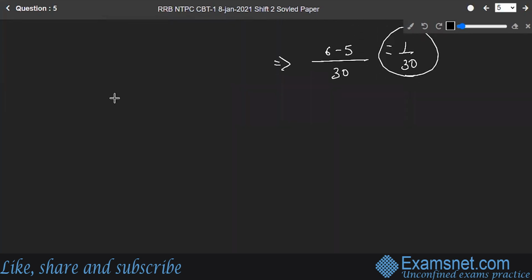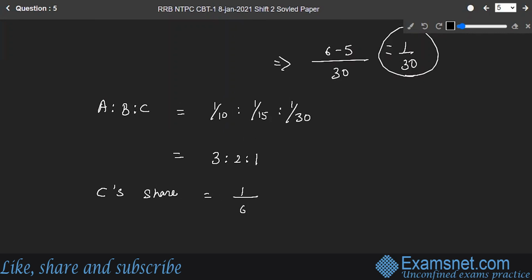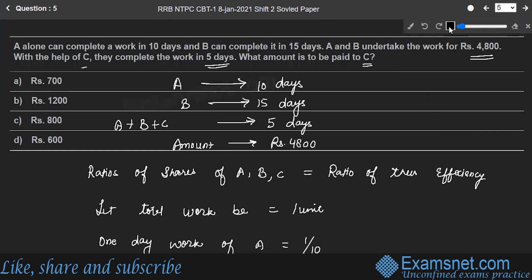Now the ratio of their efficiencies A is to B is to C is 1 by 10, 1 by 15, 1 by 30. Let's take the LCM. So you will have 3 is to 2 is to 1. So that means C's share will be 1 upon 3 plus 2 plus 1. This is equal to 6. 1 upon 6 multiply 4,800, which is equal to 800 rupees. Let's check out with the options. I have option C as the correct answer.